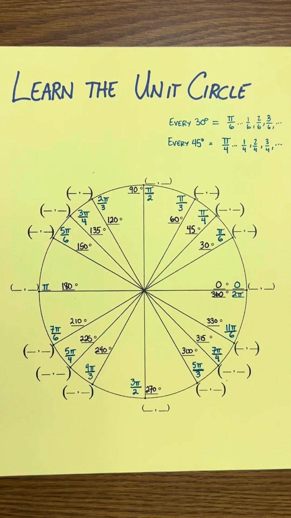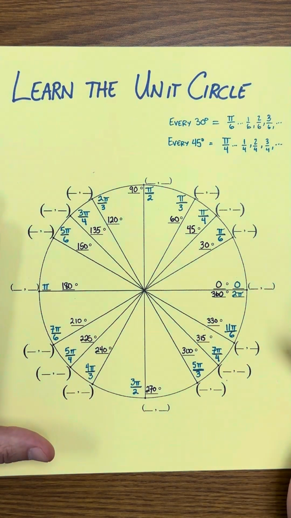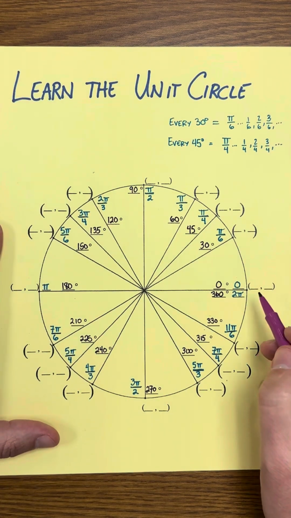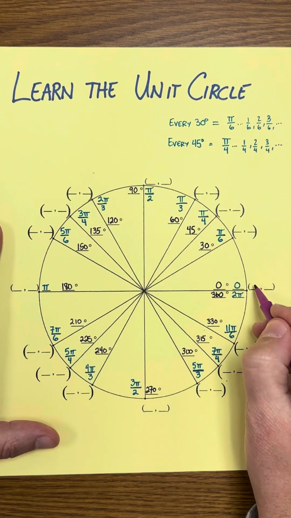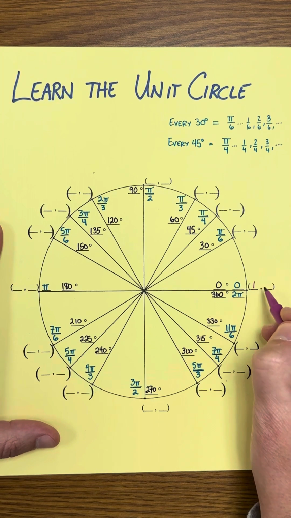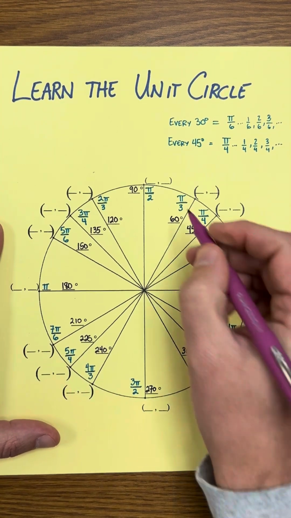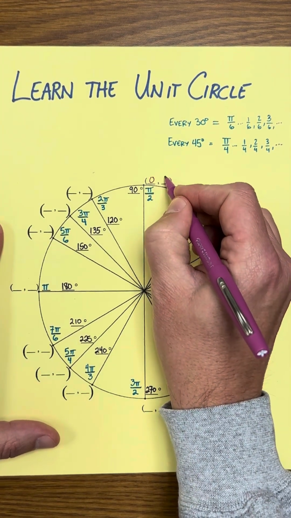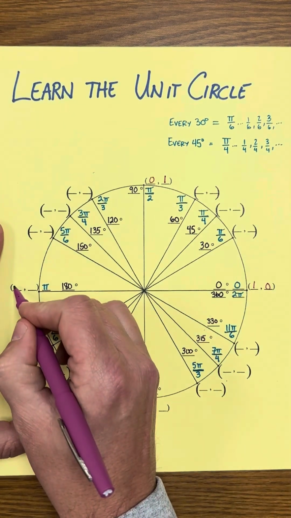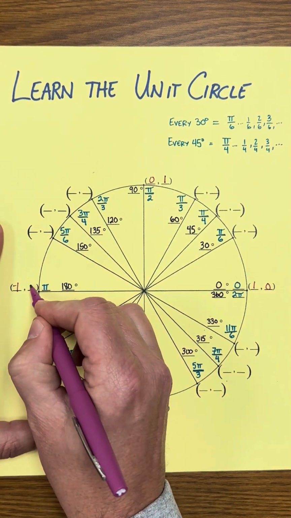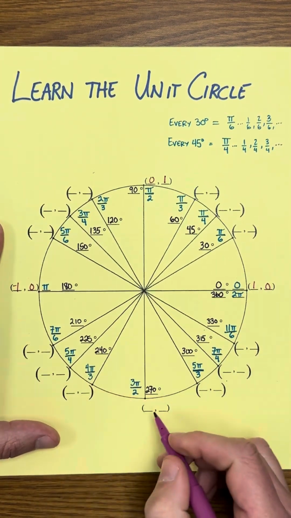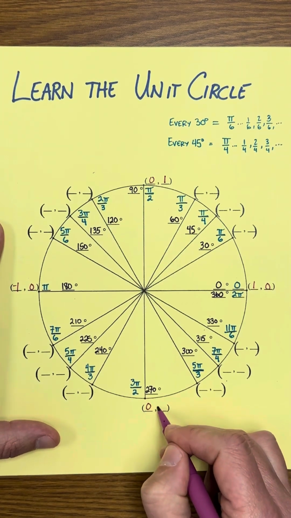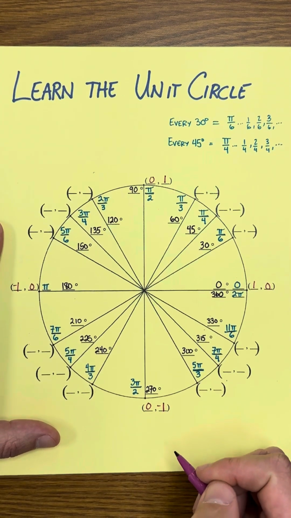Okay, the final thing to do is the coordinate points. Let's start out with the easy ones. So the easy ones are going to be on your x and y axis. Here is the point 1, 0. At the top here we have 0, 1. Over here on the left side we're at negative 1, 0. And then down here we're at 0, negative 1.